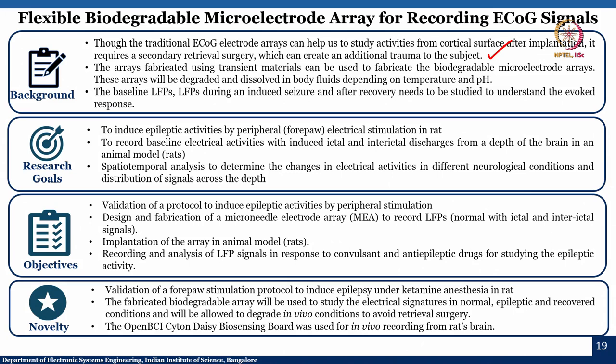The next is to fabricate an MEA to record LFPs. The next objective is implantation of the array in animal models, which in this case is the rat. The last one is, once you implant it, to record and analyze the LFP signals in response to a convulsant or by using electrical stimulation to cause the epilepsy. A convulsant also has a role in creating epilepsy, and electrical stimulation can also create epilepsy if you apply it to the forepaw of the rat. Then do the same thing: study the efficacy of the anti-epileptic drugs.